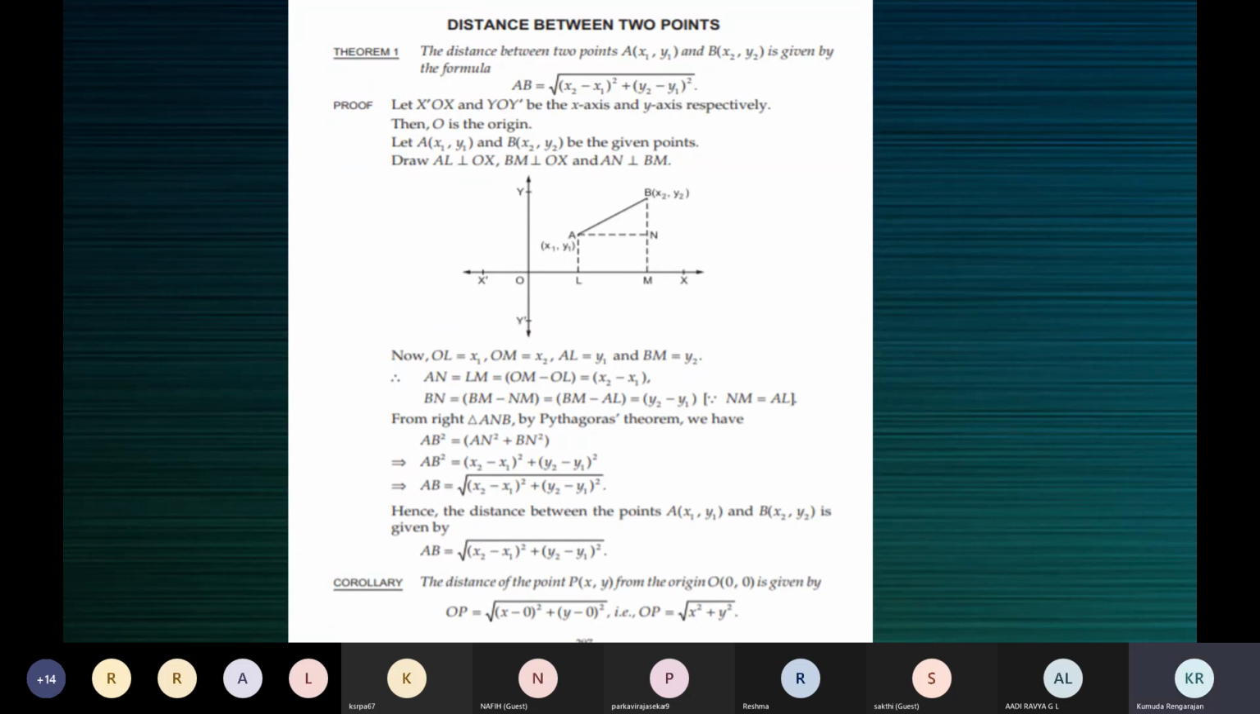Any doubts, children? Any clarifications? No, ma'am. Got the derivation clearly, children? Can we move on? Yes, ma'am. All right.